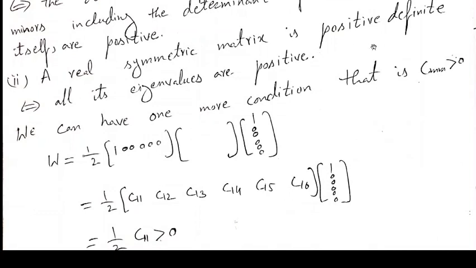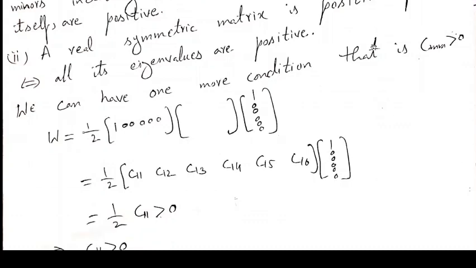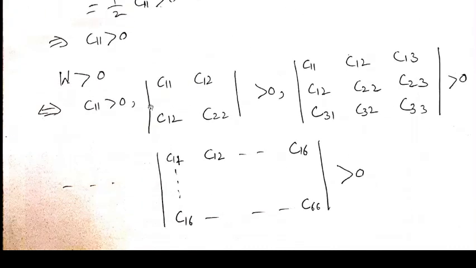The second result says that if your real symmetric matrix is positive definite, then all its eigenvalues are positive. Likewise, if this determinant is positive, then you have the condition C11 C22 minus C12 squared must be positive. This is the condition that the product of C11 and C22 must be greater than the square of C12. This is the condition on the parameters.